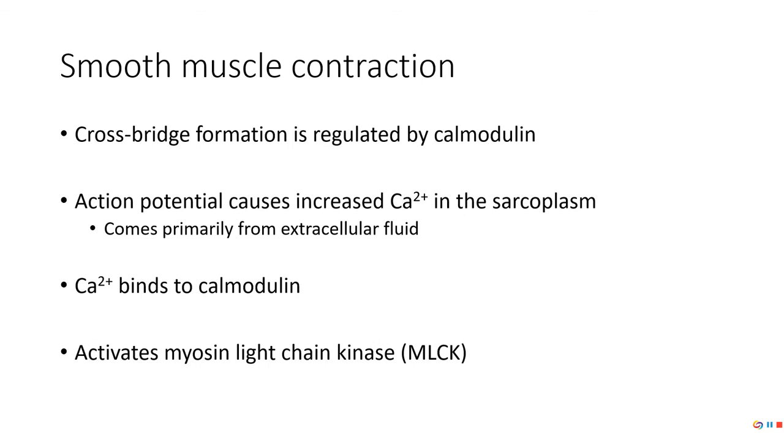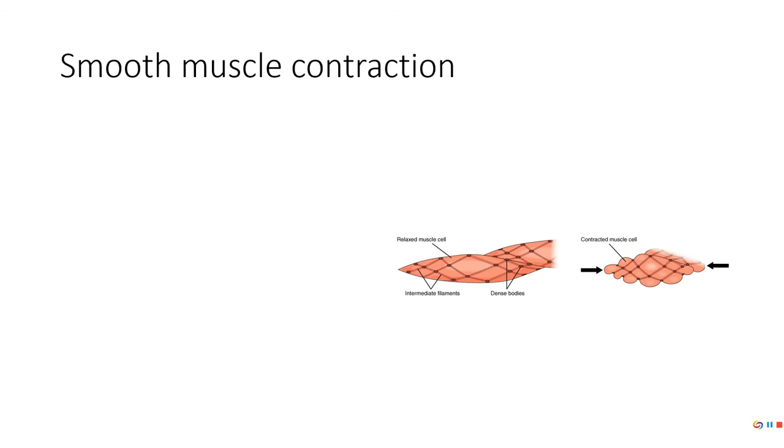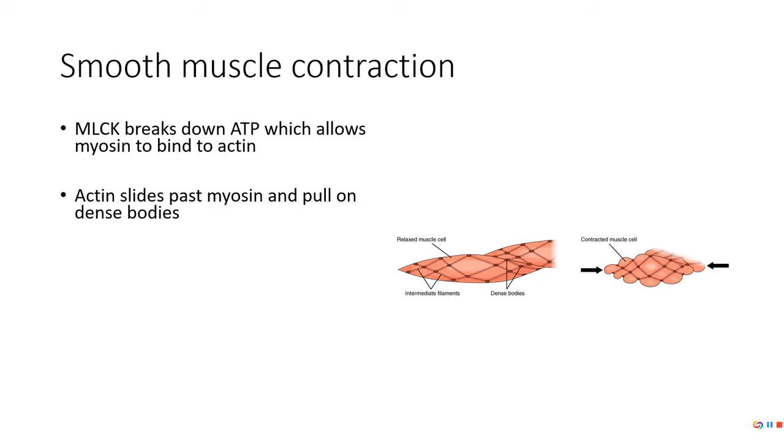Okay, and what this does is this causes ATP that's on the myosin head to break down, and ultimately this actually allows actin and myosin to bind together. So that's kind of similar to skeletal muscle, right? Okay, and so what happens as we go through this process is that actin, as it's pulled, slides by myosin and pulls on the dense bodies. So as we move actin, the dense bodies are pulled.